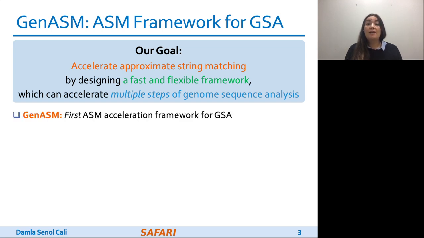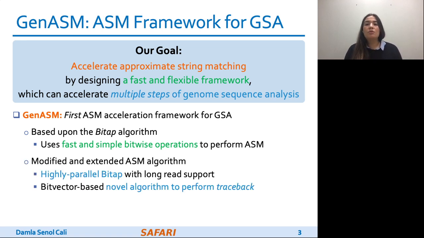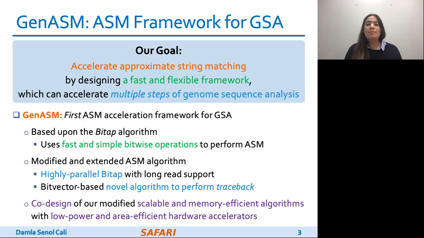We propose GenASM, and we base GenASM on BiTAP, an ASM algorithm that uses only fast and simple bitwise operations, making it amenable to efficient hardware acceleration. We modify BiTAP to support long reads and to enable parallelization. We also develop a novel BiTAP-compatible algorithm for traceback, and we co-designed specialized hardware for both algorithms.